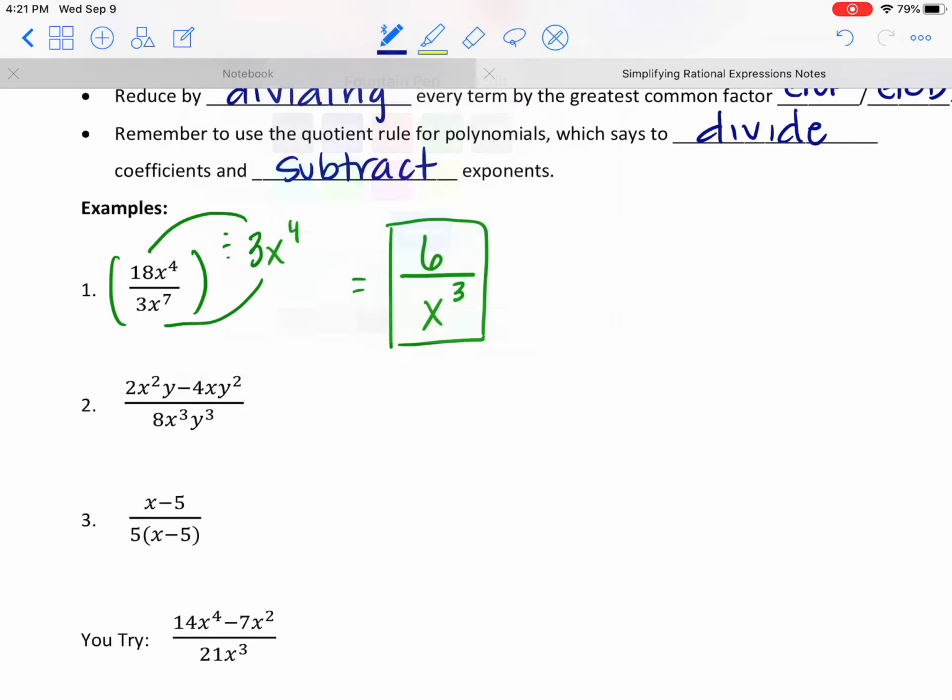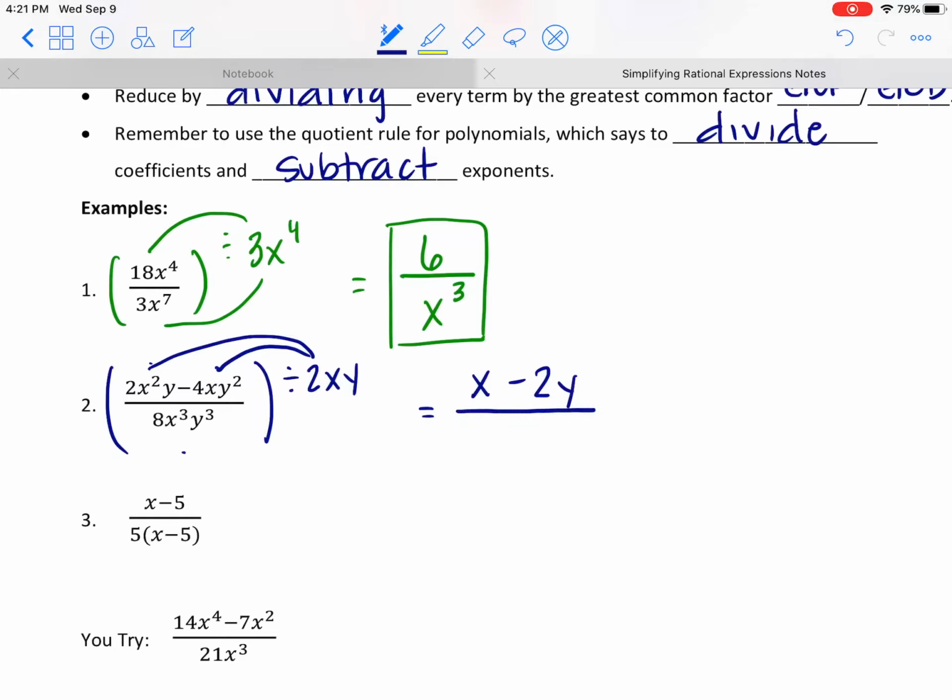And boom, that's our simplified expression. Okay, second one, we've got 1, 2, 3 terms. They all have something in common. What can we divide out of these 3 terms? Well, let's see, the GCF would be a 2, an x, and a y. So on the top of the fraction, we're going to divide here. If we divide by a 2, an x, and a y, we're going to have an x left. If we divide here, negative 4 divided by 2 is going to be negative 2. And then if you subtract out an x and a y, you're going to have 1y left. And then if you divide here, 8 divided by 2 is 4. And then if you get rid of an x and a y, you're going to still have x squared y squared left. And that's that.